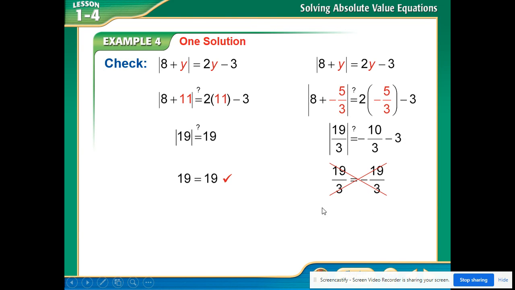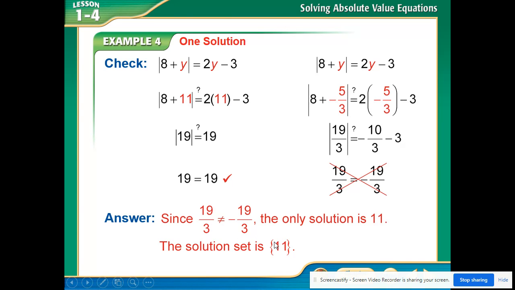That's why these are X'd out. It's an extraneous solution. We did everything right, and it looked like negative 5/3 was the correct answer, but it's not. And so we must exclude it. So the only answer we have then is this 11.